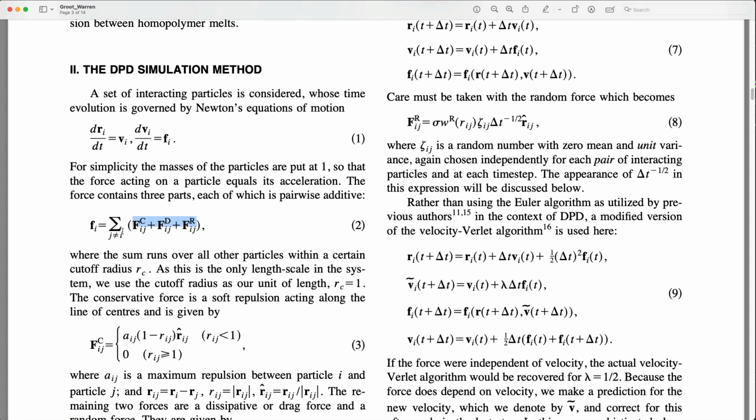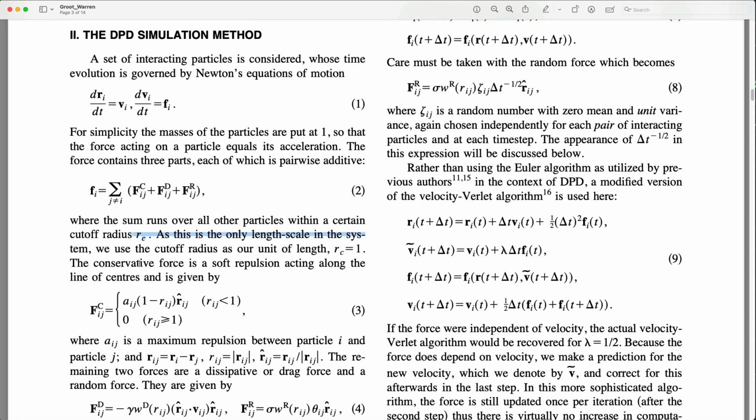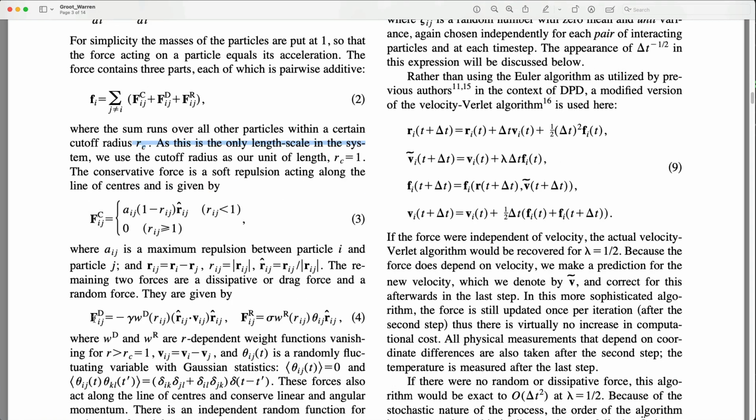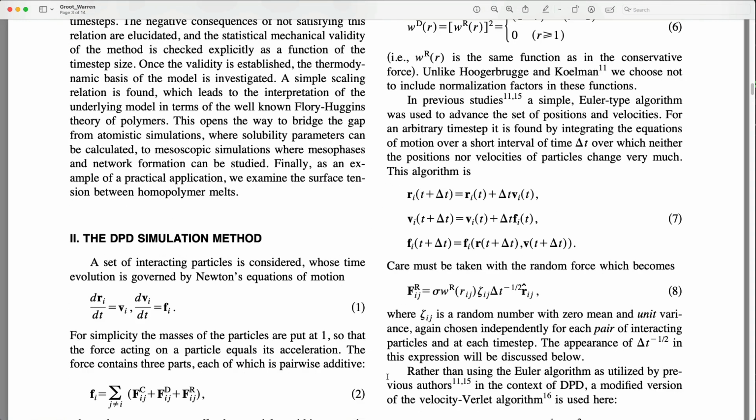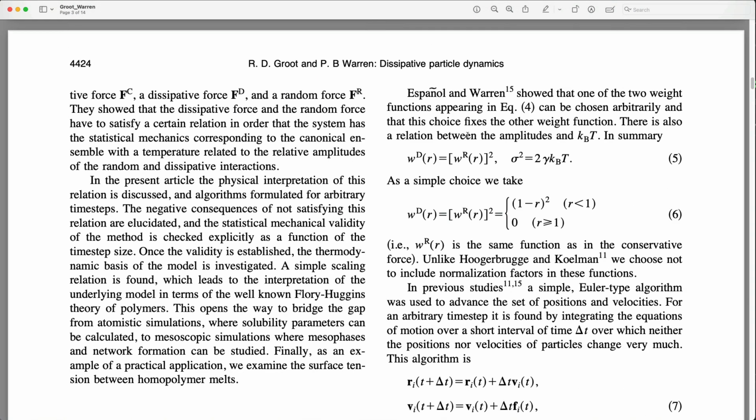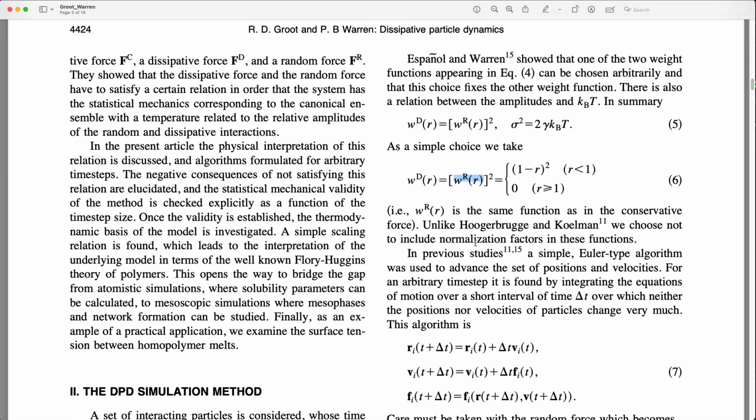We've summed up the forces. We looked at all the different types of particles within a cutoff radius r_c. Here's our conservative force, dissipative and random force. We've got the statistics on these forces. Here's our weighting functions. It's equal to w_R squared. It's a common choice, et cetera, et cetera.